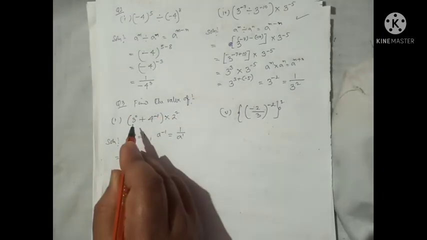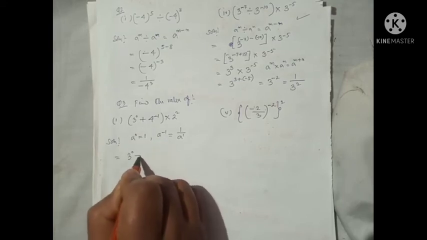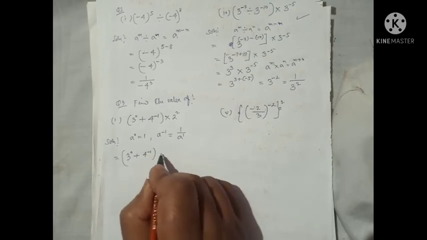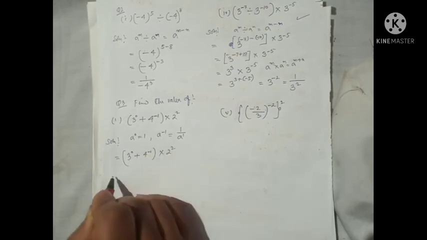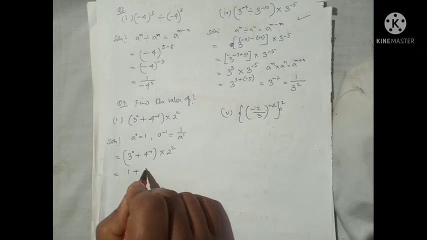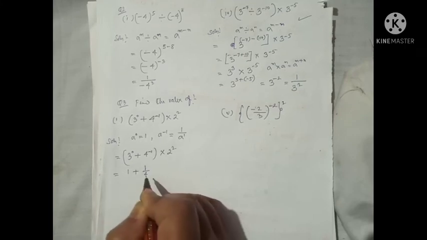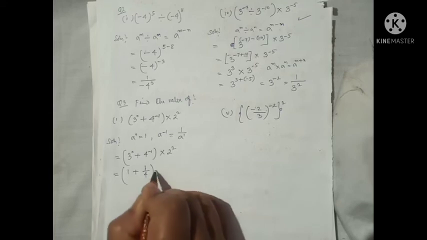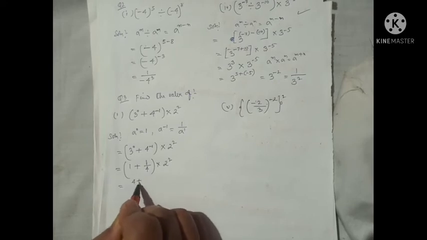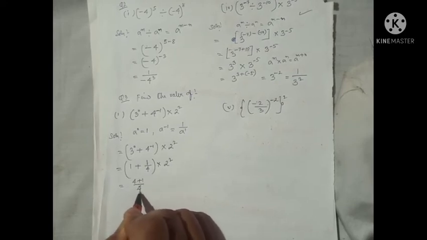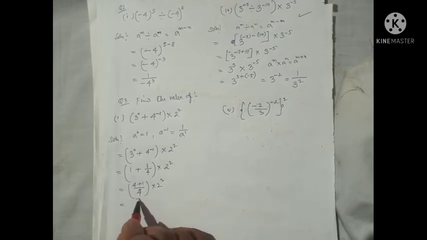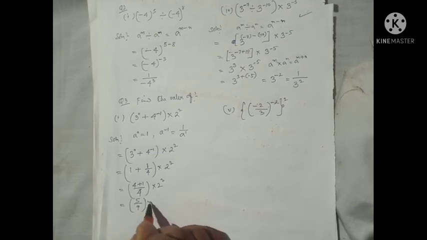Here comes 3 to the power 0 plus 4 to the power minus 1, that is a negative exponent, into 2 to the power 2. Then this will be 1 plus, in the form of a fraction, 1 by 4, into 2 to the power 2. Here comes 4 plus 1 by 4 into 2 to the power 2. Here comes 5 by 4 into 2 to the power 2.